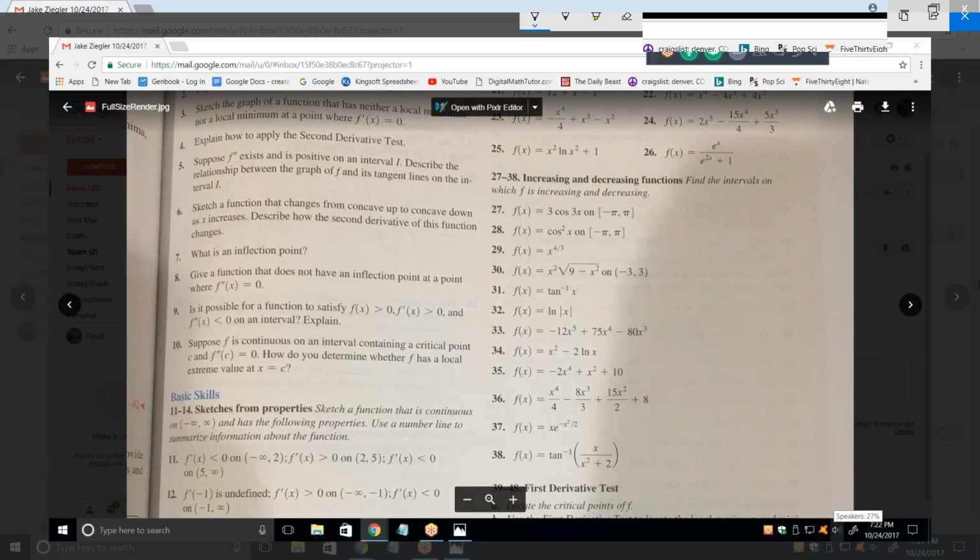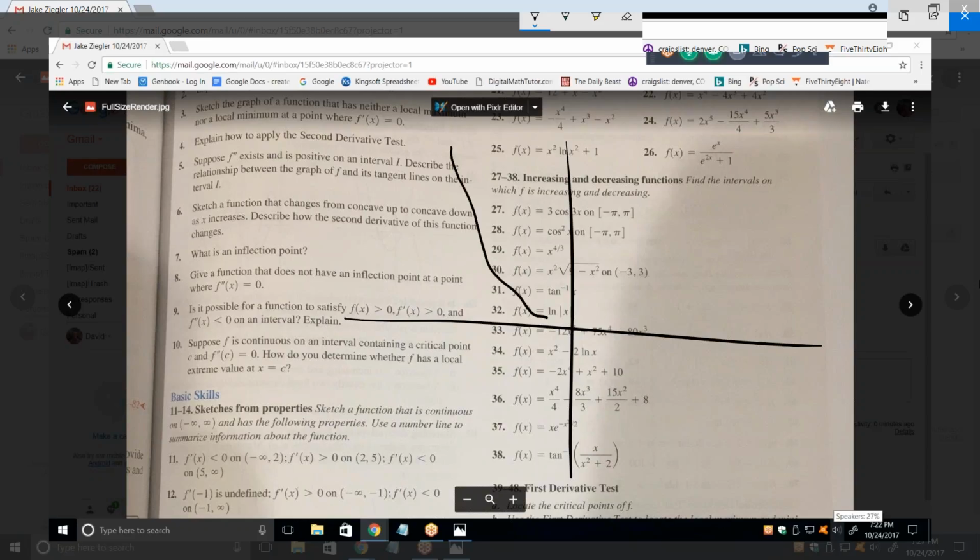Give a function that does not have an inflection point at a point where f double prime equals 0. Well, let's take a very familiar function. y equals x squared.